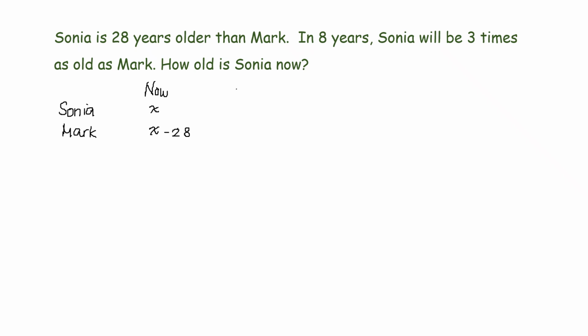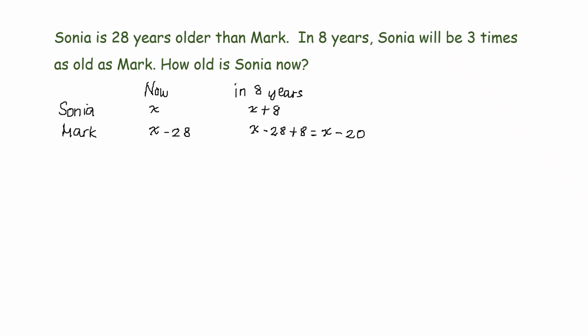In 8 years, meaning, we all grow old together. So this means Sonia is x plus 8, and Mark will be x minus 28 plus 8. And we can simplify this. We can combine these two constants here. Negative 28 plus 8 is negative 20. So this is also equal to x minus 20.